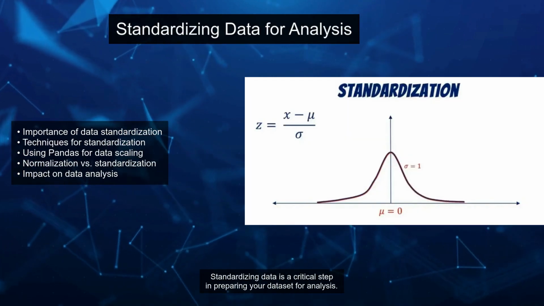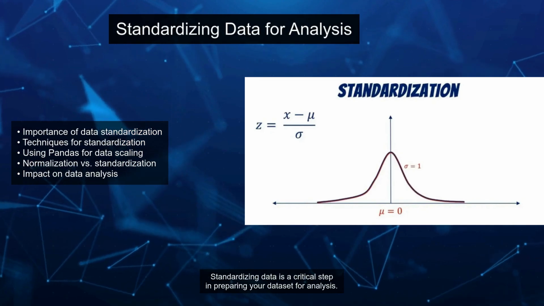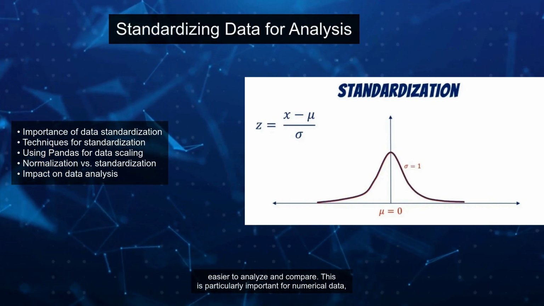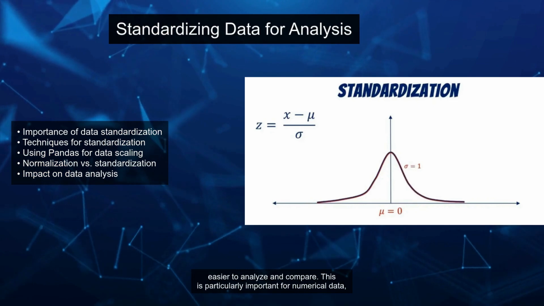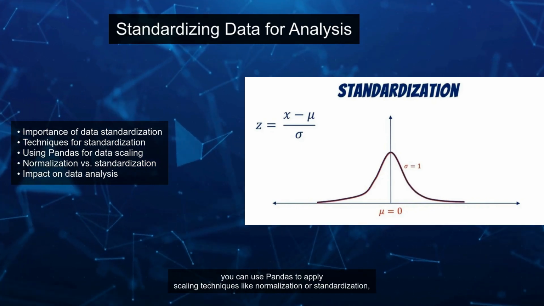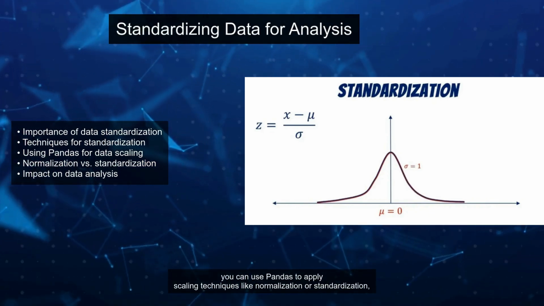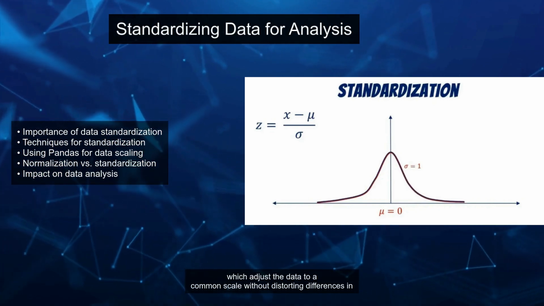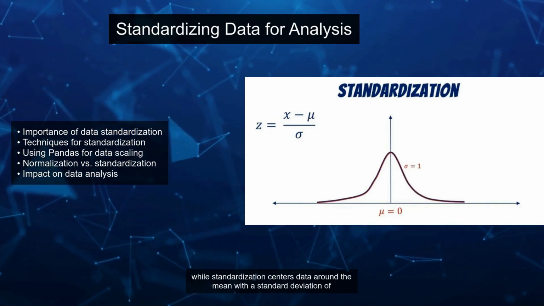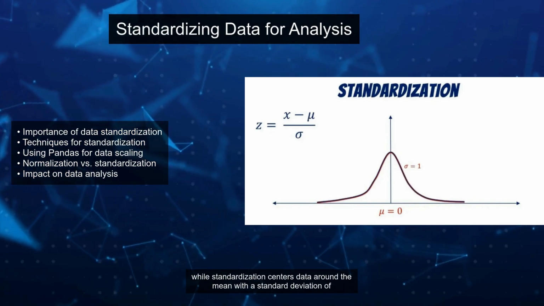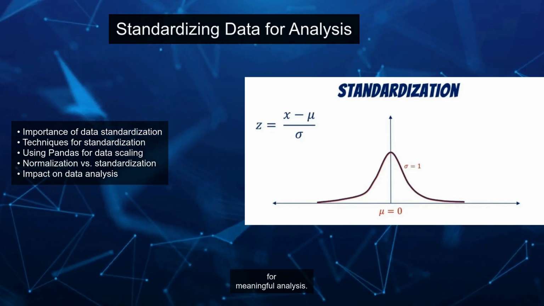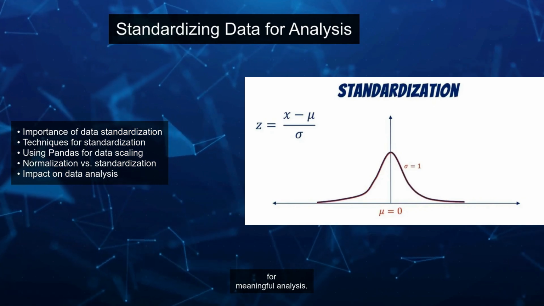Standardizing data is a critical step in preparing your dataset for analysis. It involves transforming data into a consistent format or scale, making it easier to analyze and compare. This is particularly important for numerical data, where differences in scale can obscure trends and skew results. In Python, you can use Pandas to apply scaling techniques like normalization or standardization, which adjust the data to a common scale without distorting differences in the range of values. Normalization rescales data to a range of 0 to 1, while standardization centers data around the mean with a standard deviation of 1. Understanding and applying these techniques ensures that your data is ready for meaningful analysis.